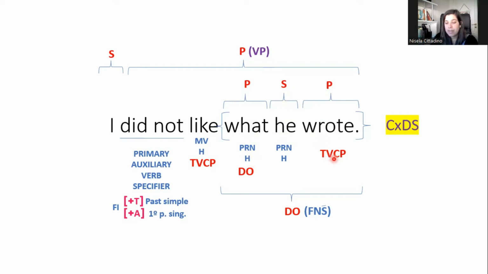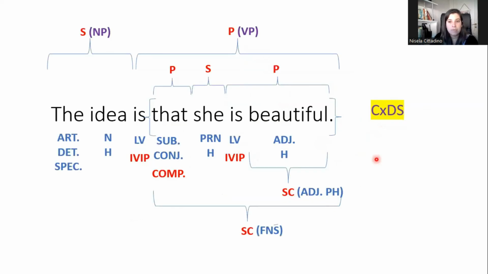And it is a transitive verb of complete predication because we don't need any other ideas to complete the concept of the direct object. Okay, I did not like what he wrote. And this is a complex declarative sentence. Let us go on. I have one more example.